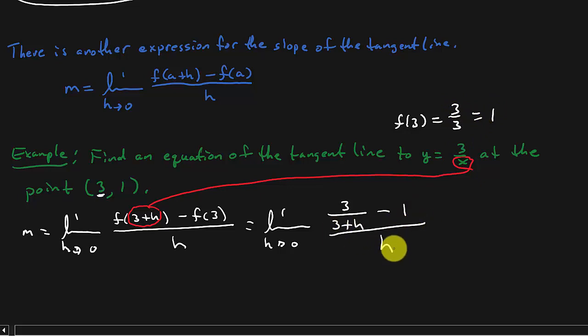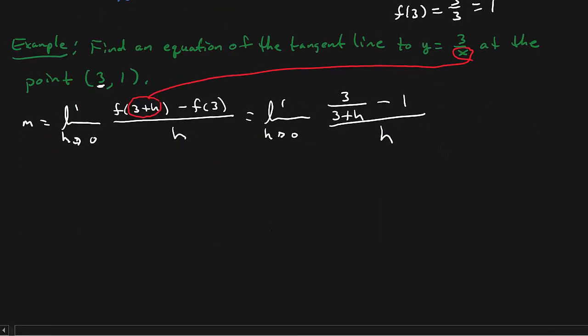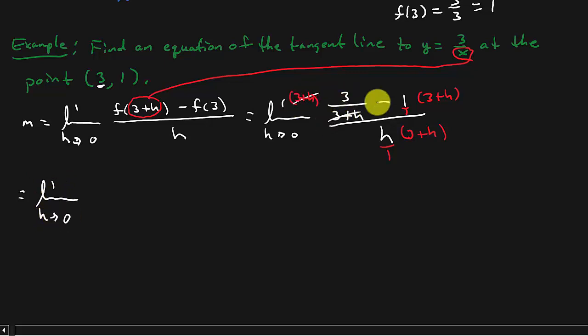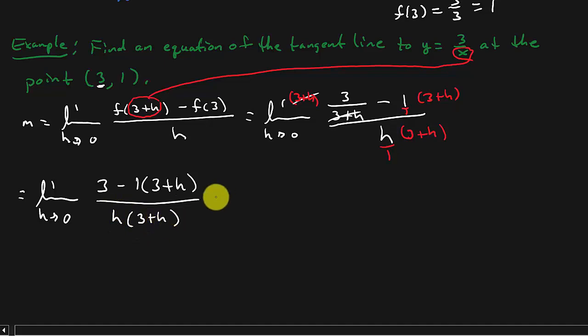All right, now what do we have to do? Well, we've got to simplify this thing now. To simplify this, remember how to simplify a complex fraction. We can look at each one of these as a fraction, the 1 over 1, the h over 1, and all we're going to do is multiply each term by the common denominator. And so this is going to be the limit as h goes to 0. They cancel out here. That's 3 minus 1 times 3 plus h over h times 3 plus h.